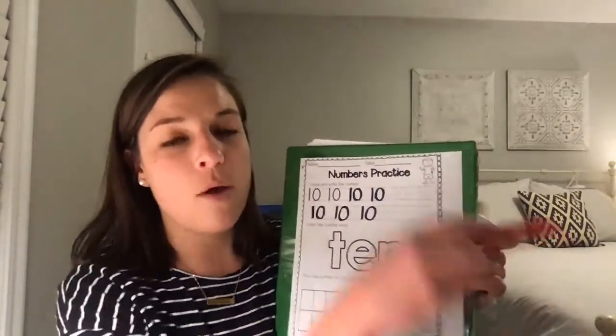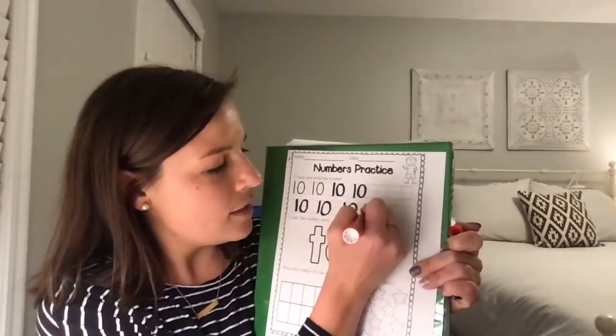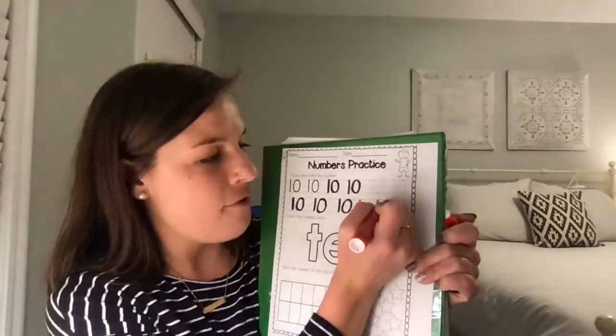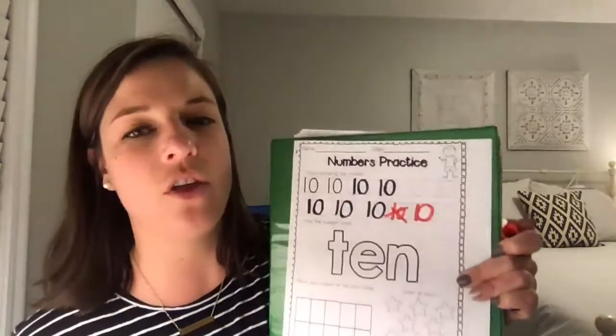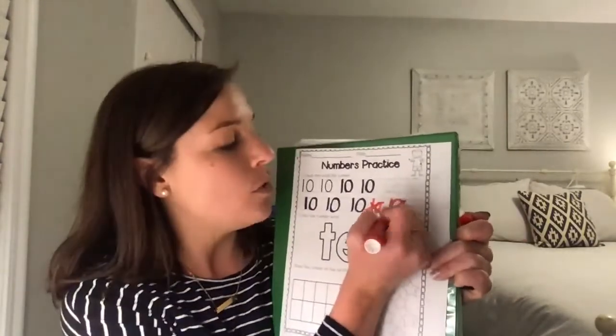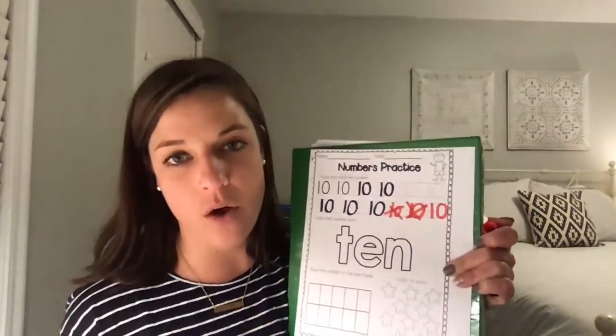Notice that both my 1 and my 0 are the same size. I don't have any little guys like this. Okay. Also notice if I have my 1 and my 0 on top of each other, it looks like either a backwards lowercase a or a capital D. So we don't want to do that either. We want to make sure we have a 1, a little bit of space, and a 0.